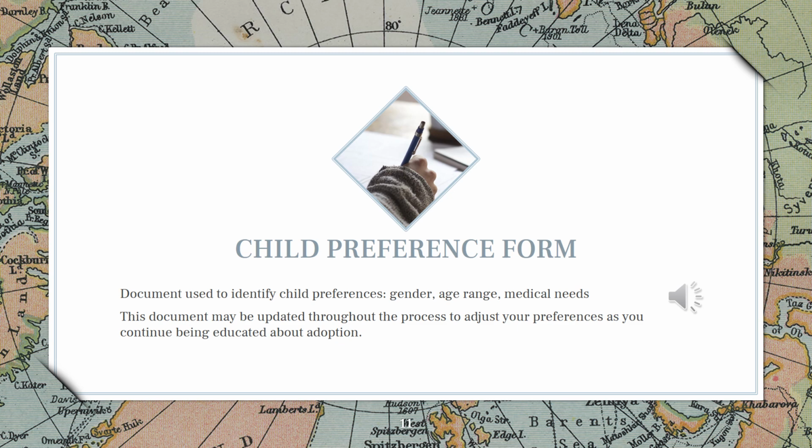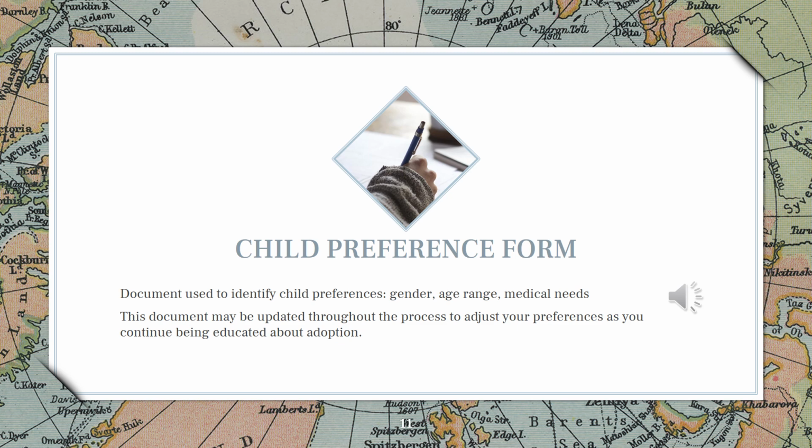So the next document that I want to bring your attention to is the Child Preference Form. This is a document that is used to identify your preferences for a child as to gender, age range, and medical needs. You should have already completed this and returned this to me in order for Nikki to review it along with your application, but if this is something you have not completed yet, let me know and I will get you that link as soon as possible.